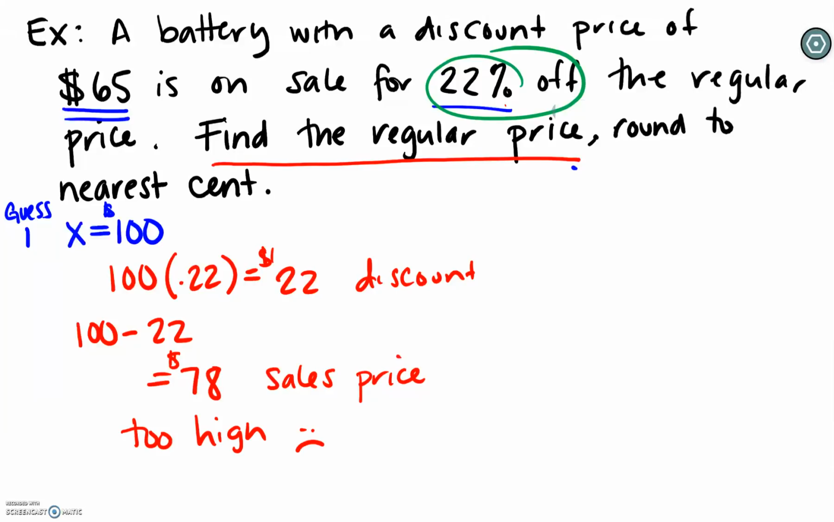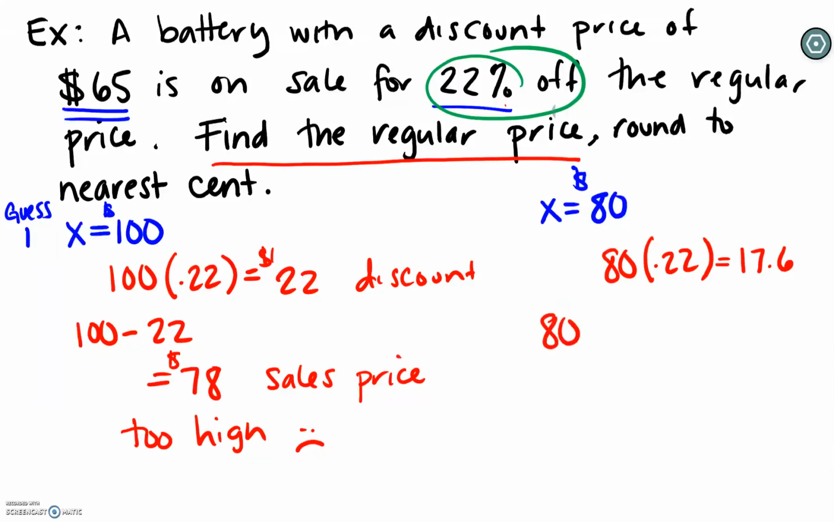Then I go, oh crap, well that was too high. Let me try something else, try something lower. What if my X was 80? And I go through the exact same steps. Well, I need to take 22% off of that. So now I have to actually bust out a calculator. It looks like I'm going to be saving $17.60 as my discount. So if I take my original 80 and subtract off that 17.6, looks like that camera is now $62.40. Pretty dang close to 65, a lot closer, but now I'm too low.